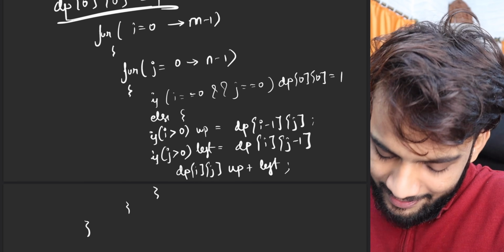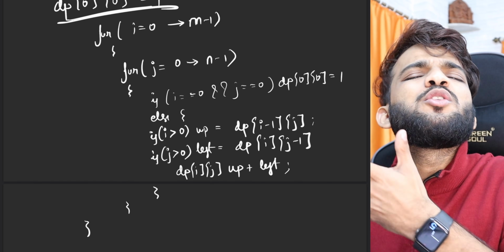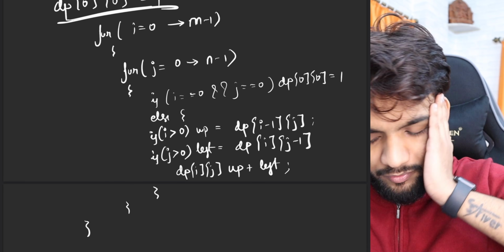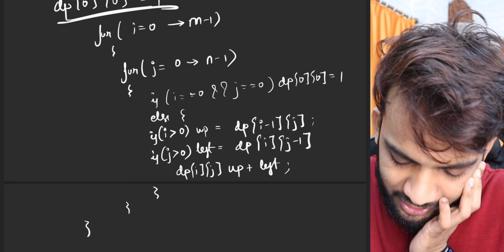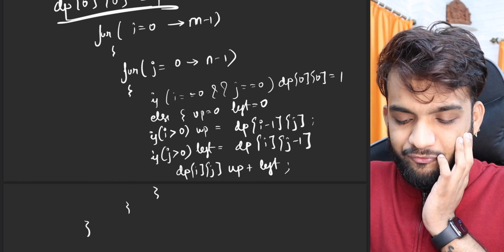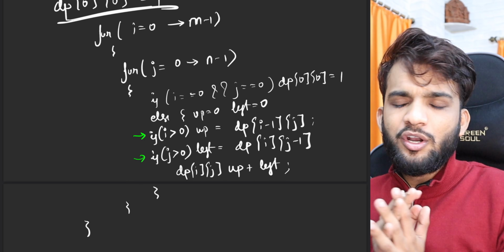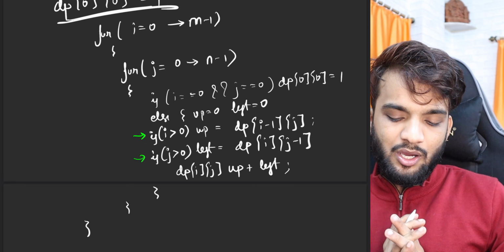If i is greater than 0, we will take it, or else we take up to be 0. I'll show that in the code when we do the code. We can initially keep up equal to 0 and left equal to 0, and if these two cases are true, then it will modify those answers. And this is how we will do it.